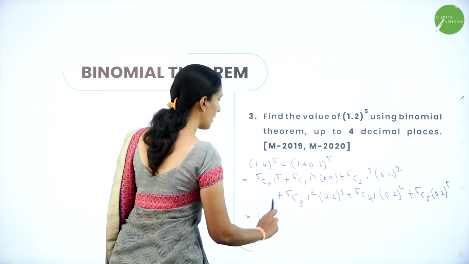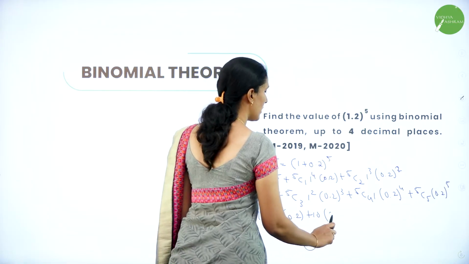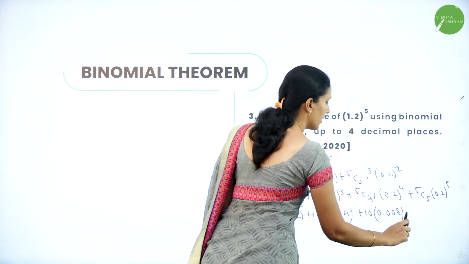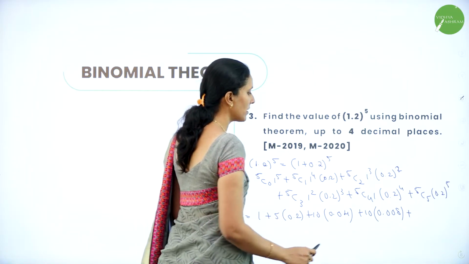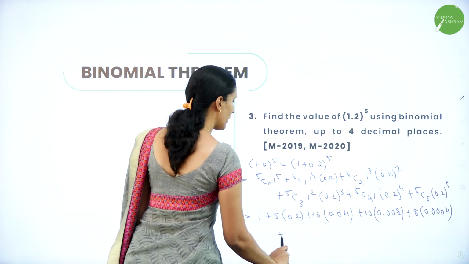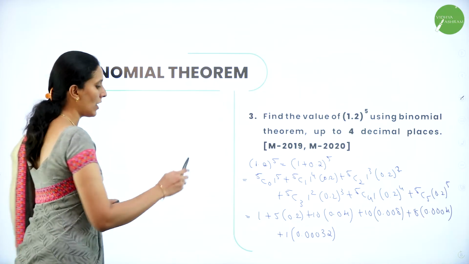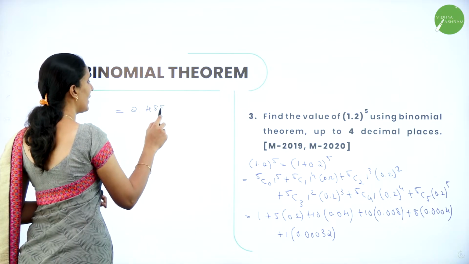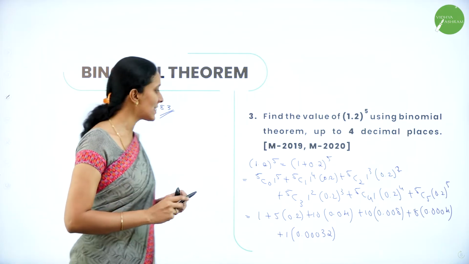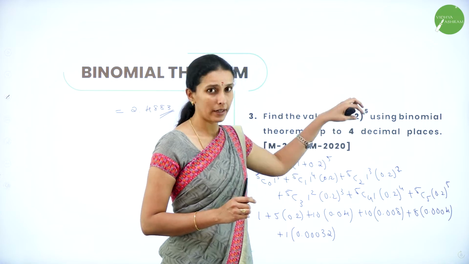So the value here is 1, and here it is 5 into 0.2. Next we have 10 into 0.04. Next it becomes 10 into 0.008. So next one is 5C4, which is 5 into 0.0004. And the last one we have 1 into 0.00032. So by multiplying and adding the values, we will get 2.4883 and so on, but we can round it off to the 4th decimal place. Hence the value of 1.2 whole power 5 is 2.4883.